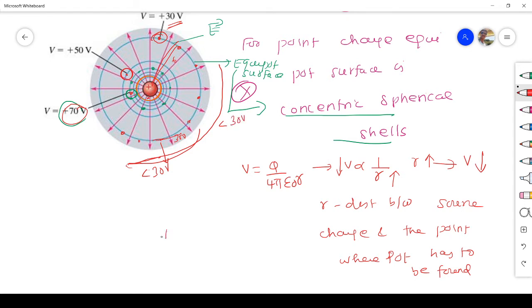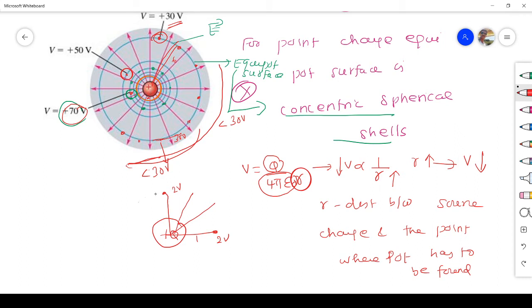For example, let us assume this is a point charge Q. I want to find the potential at a distance, let us assume 1 centimeter, and let us assume we got 2 volt. This is also 1 centimeter, so it will also give 2 volt, because Q is fixed, 4 pi epsilon naught is also constant, R is also fixed, so everything is fixed, meaning the value will be the same at every point. Let us assume this is also 1 centimeter.